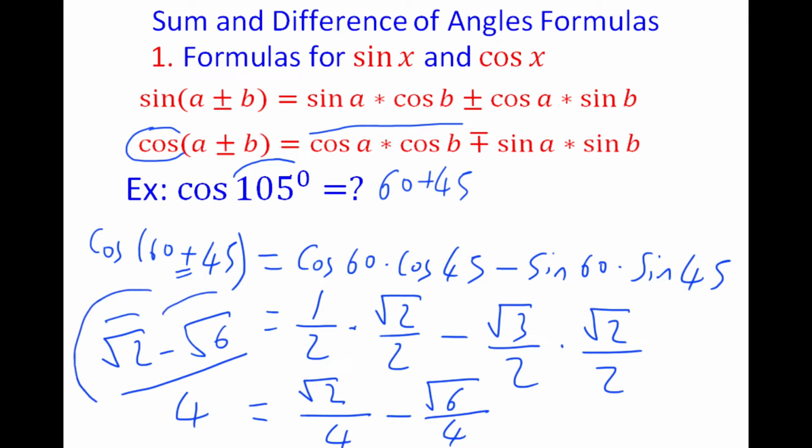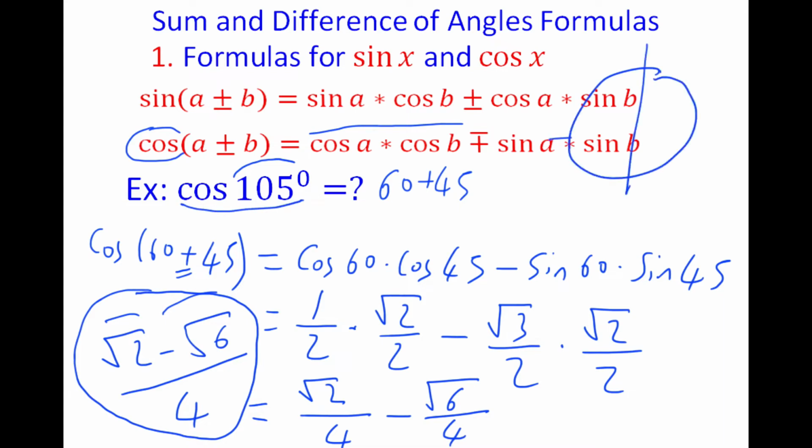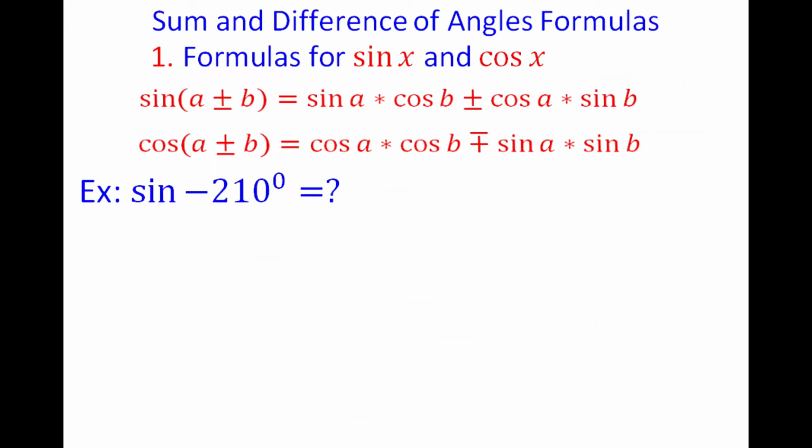So this result is actually a negative value, right? Why? Because cosine 105 degree, this degree is in the second region or in the second quadrant, if you remember. This is the second quadrant. And in the second quadrant, cosine was negative. That is why, guys, this value is also negative. And this question is our last question, guys, in this video.